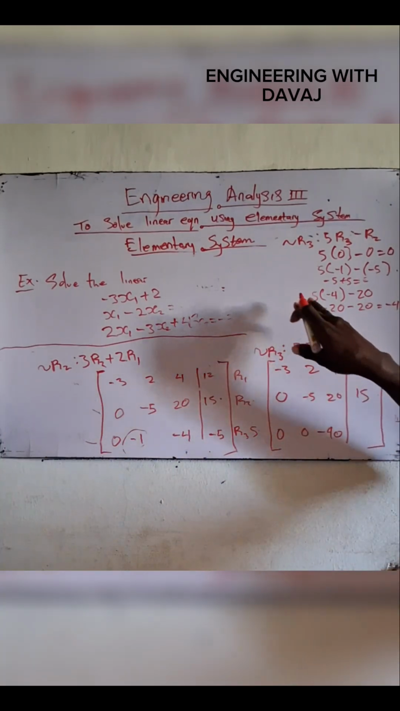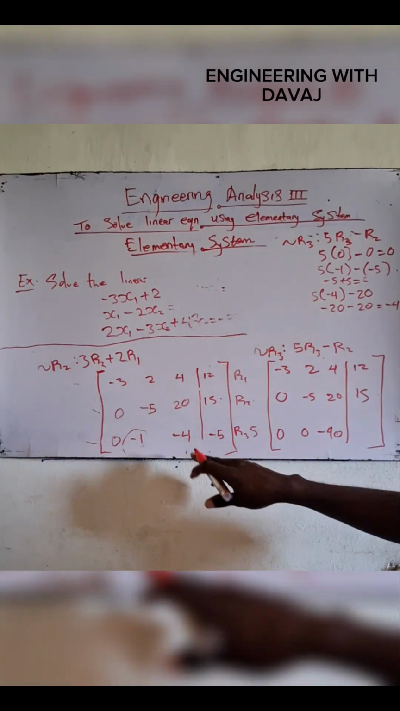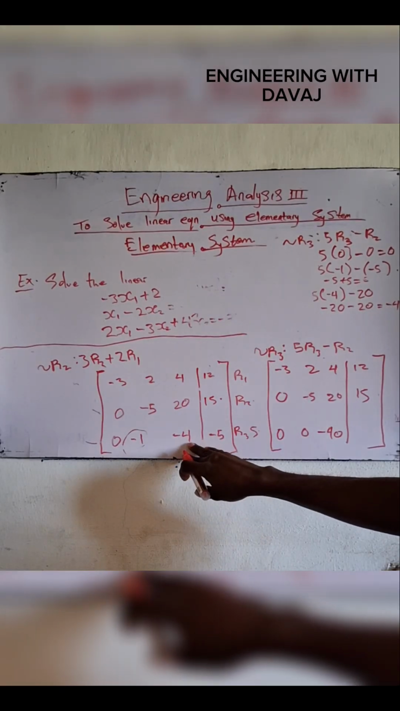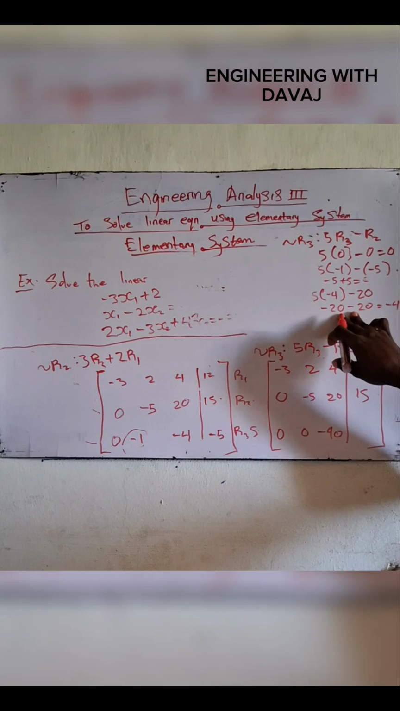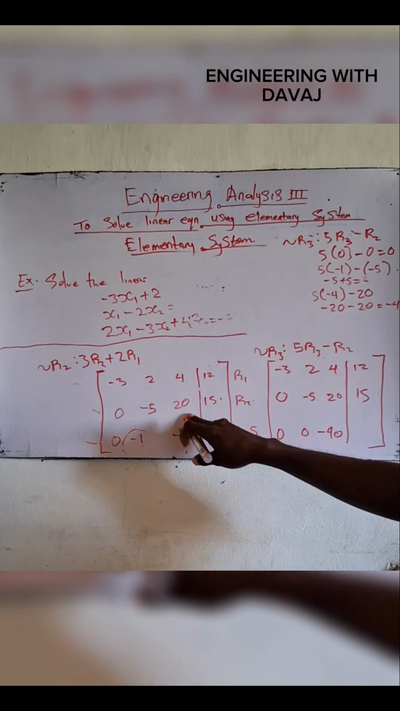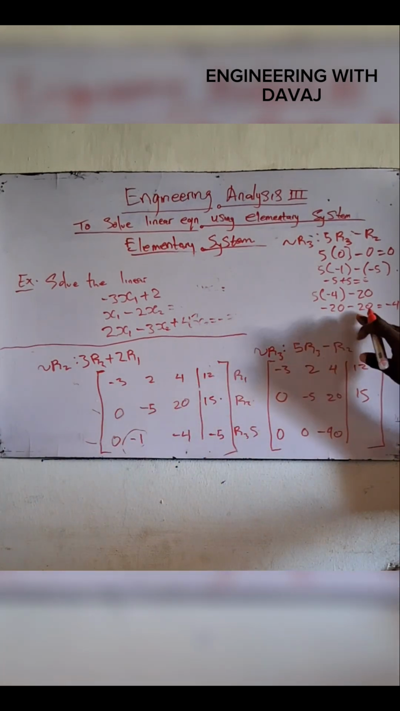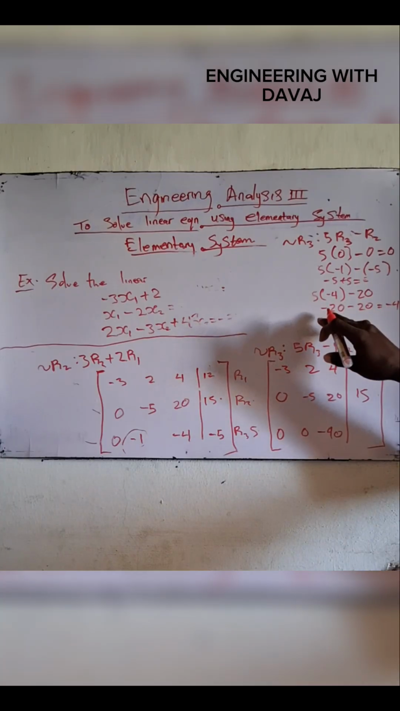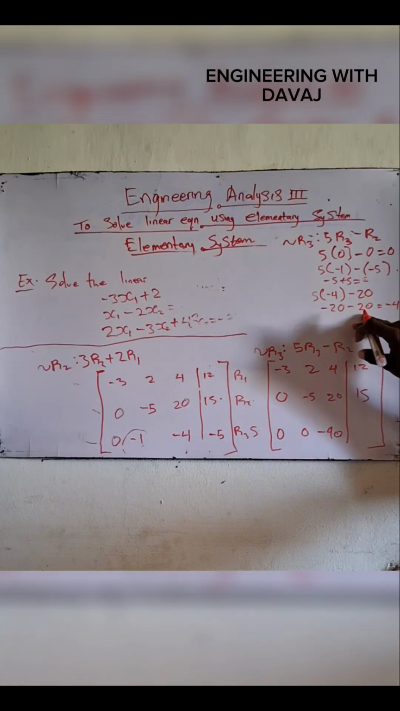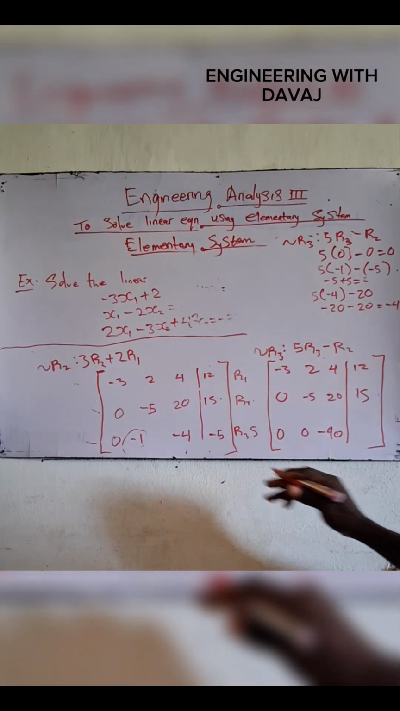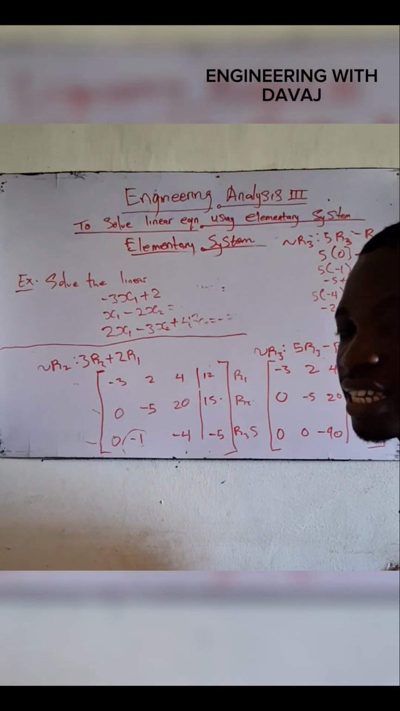Let's check this again. 5 of row 3. What's my row 3? My row 3 is minus 4, and minus row 2. What's my row 2? My row 2 is 20. So 5 times minus 4 is minus 20, minus 20, which gives me minus 40. So let's do the last one and we finalize everything.